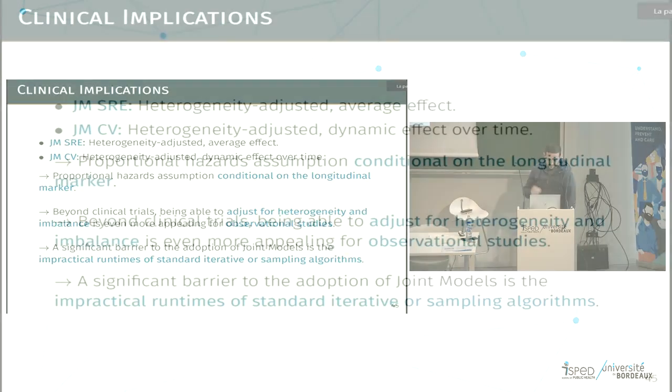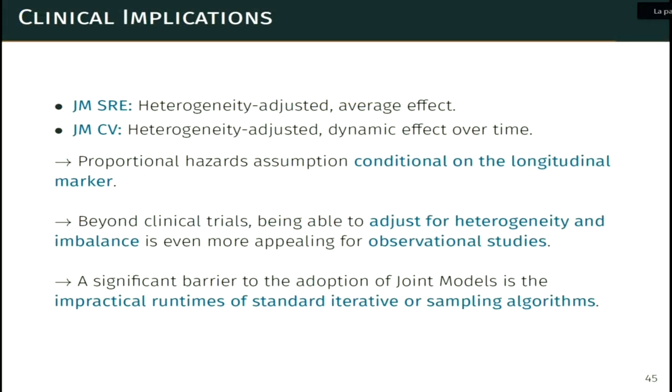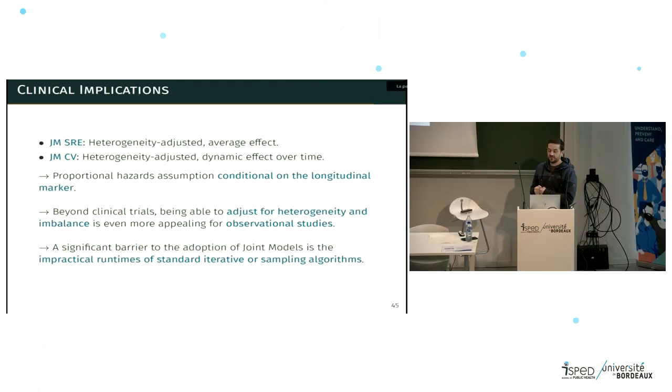Okay, so to discuss, the joint model with shared random effects is heterogeneity adjusted, and it gives us an average treatment effect. The joint model with current value is also heterogeneity adjusted, but it gives a dynamic effect of treatment over time. One important point, we make proportional hazard assumption conditional on the longitudinal marker with a joint model. We compare big tumors with big tumors, small tumors with small tumors. So that's a very important point because proportional hazard sometimes is a strong assumption and it's very relaxed and more reasonable with a joint model.